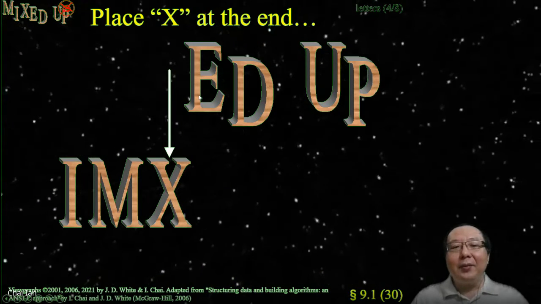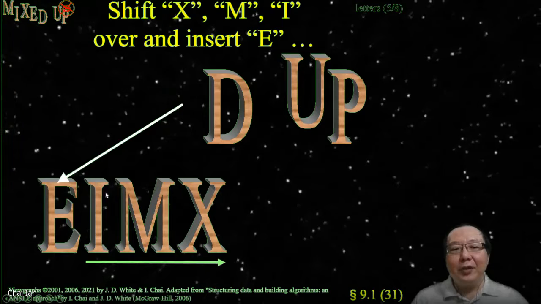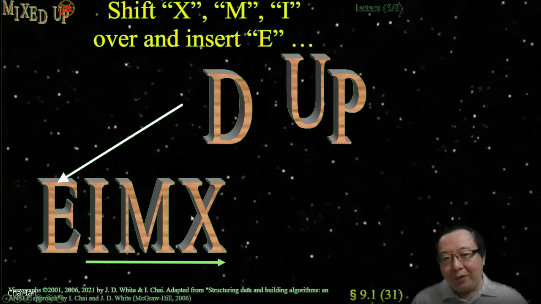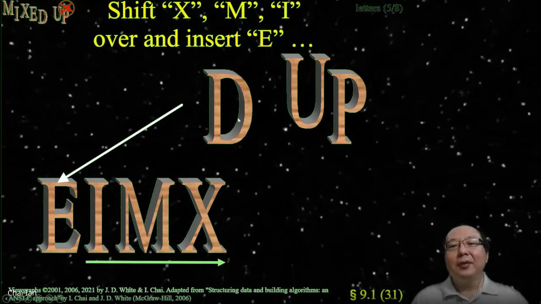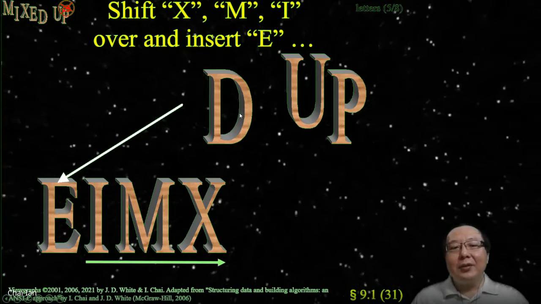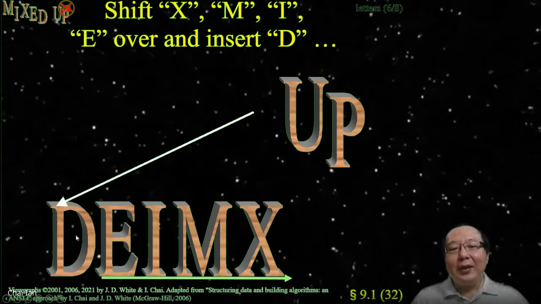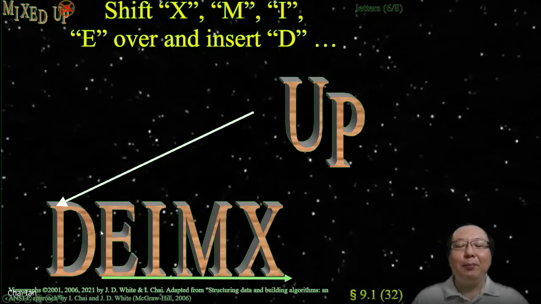Then we take the E. Where does it go? Well, it actually goes in front. So actually have to put it in front and copy all this to the next one. D, where does it go? It goes in front again. So I have to copy all these to the next one and put it there.